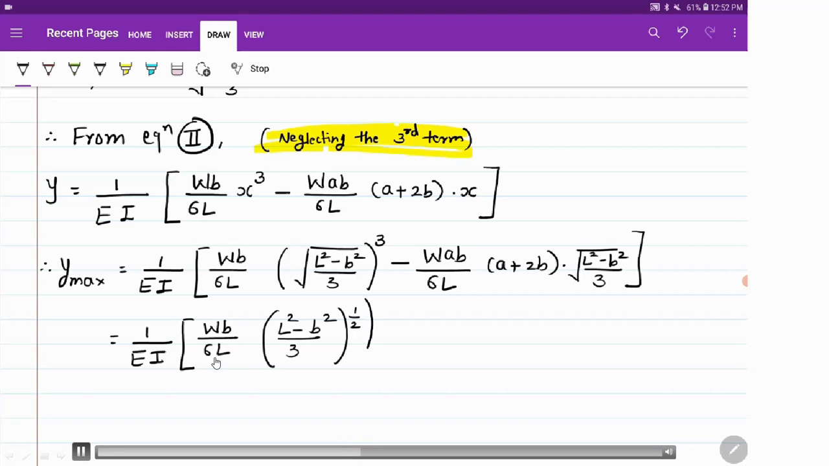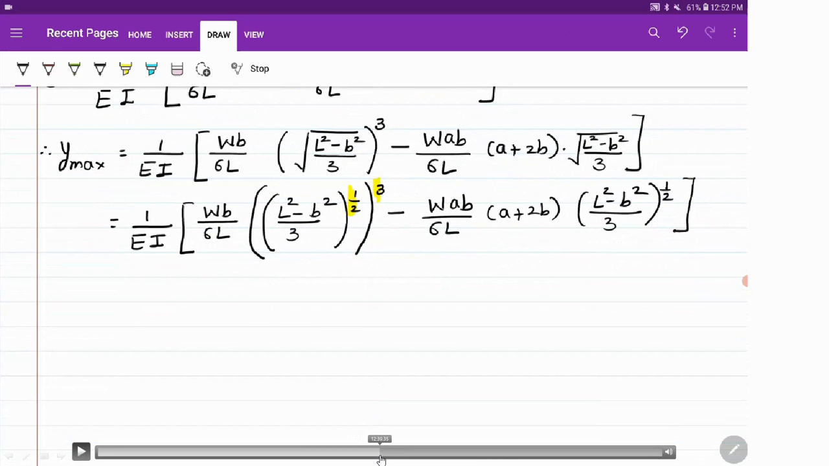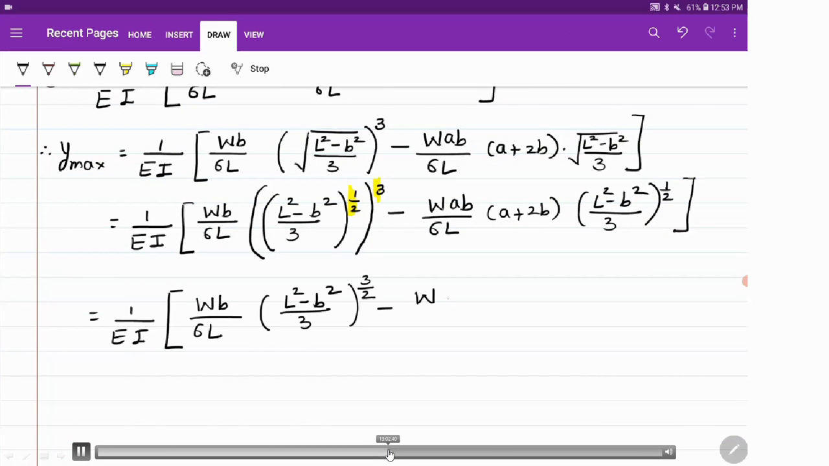So WB by 6L as it is. Square root of this cube term will be nothing but, square root means 1 by 2, and cube of that particular term. So here it is WAB by 6L, A plus 2B. Again, square root of this term is raised to 1 by 2. So 1 by 2 into 3, that is 3 by 2. So let us write down that particular term. The rest of the terms are as it is.